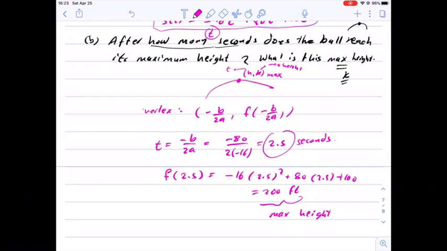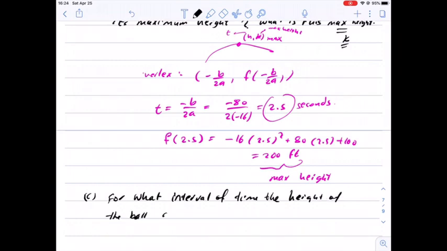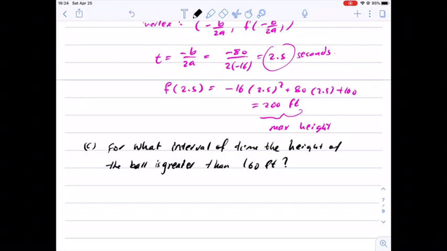So this is a good application of quadratic functions. Now, if we are asked to find, for example, for what interval of time the height of the ball is greater than 160 feet. We want to find the interval in which the height is greater than 160 feet. So that means we need to find this interval here that makes the height greater than 160. So we are looking for the values of t or x, because t is the horizontal distance.